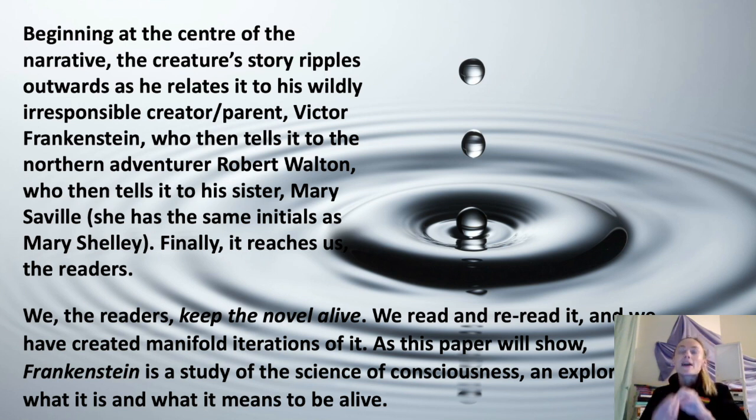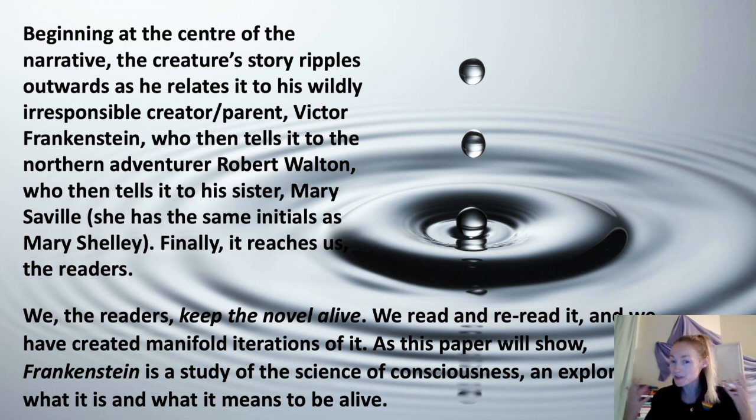So you get that story, and then he tells his story to Victor Frankenstein, his creator and very neglectful parent. Victor Frankenstein then tells it to Robert Walton, who is a northern adventurer. He's heading towards the land of eternal light, so very symbolic. He meets Victor Frankenstein as Victor Frankenstein is pursuing the creature. After he tells it to Robert Walton, Robert Walton tells it to his sister, Mary Saville, who has the same initials as Mary Shelley. And then from there, it's the outside reader, that's us. We, the readers, keep the novel alive. We retell it and retell it in manifold iterations.